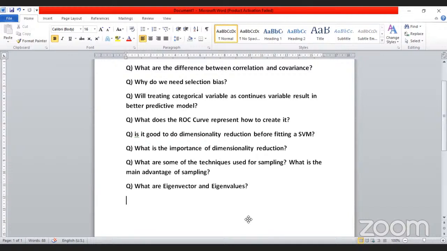Now, next question. What is resampling done? Try to answer this question.